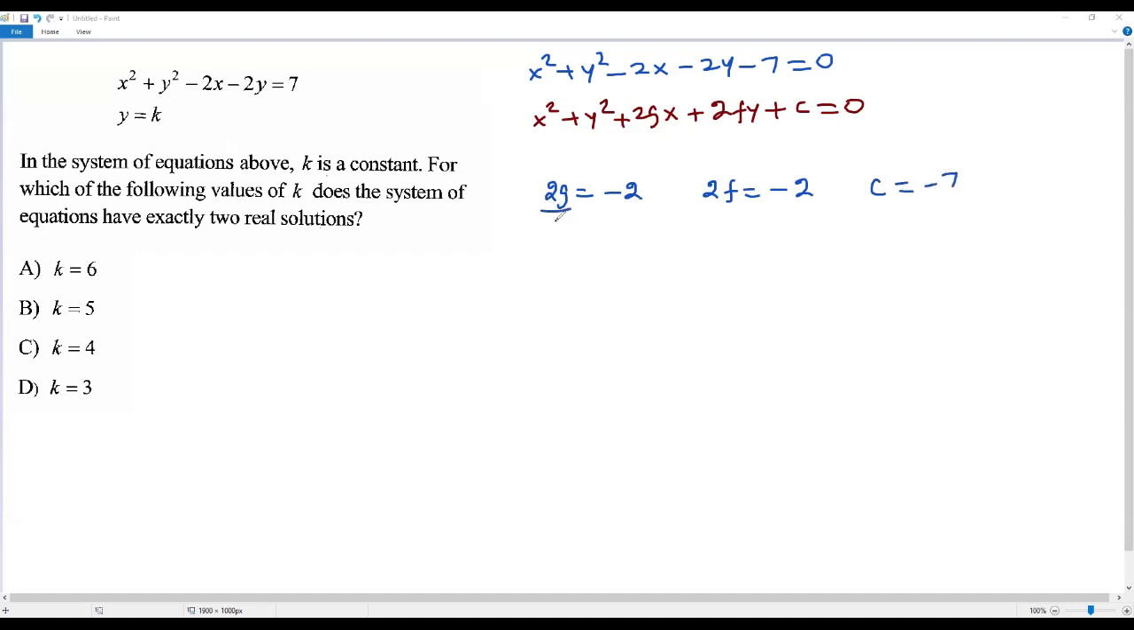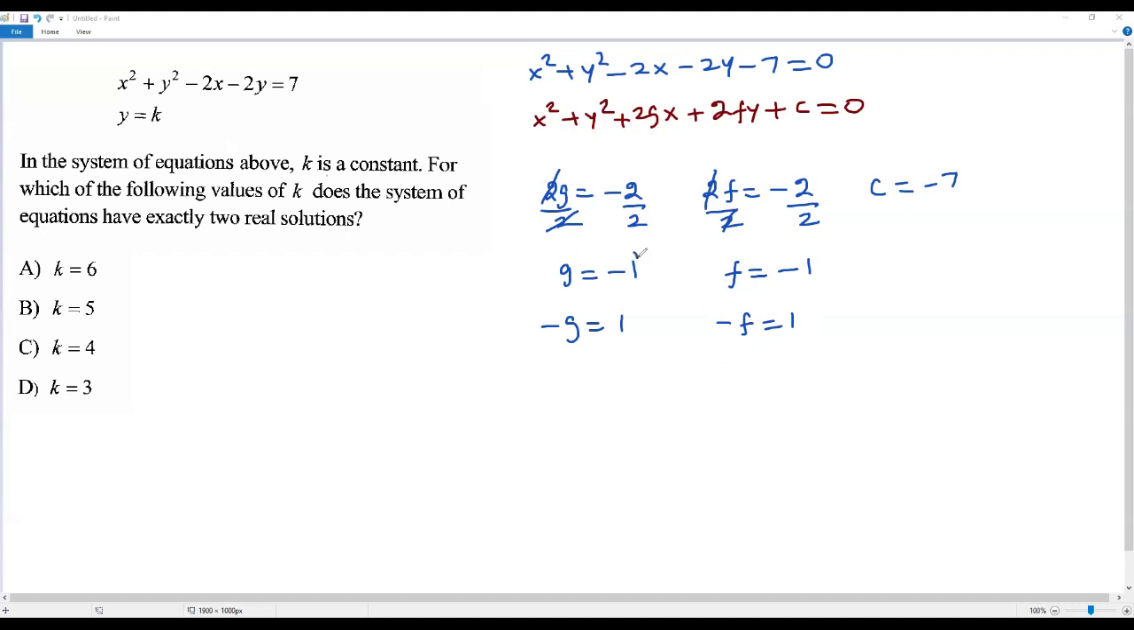Now let me divide both sides by 2 to get the value of g over here. Then 2 will cancel. g = −2 divided by 2 is −1. And to get the value of f, we have to divide both sides by 2. Then this 2 will cancel. Then I'm getting f = −1. Now let me multiply both sides of this equation by −1. When I multiply g by −1, I am getting −g. That is, −1 times g is −g. When I multiply this −1 by −1, I'll be getting positive 1. And also let me multiply both sides of this equation by −1, then I'm getting −f = 1.